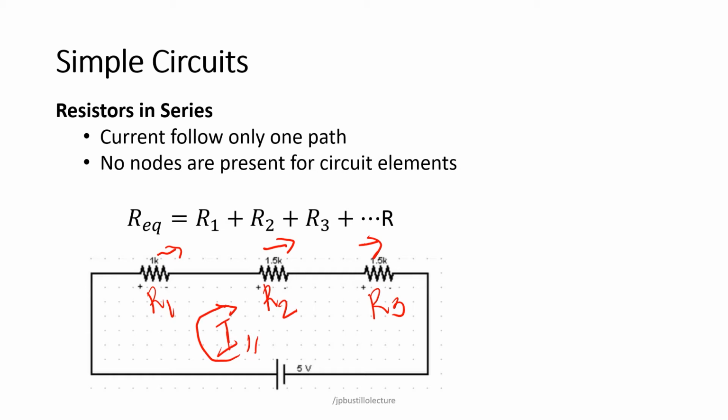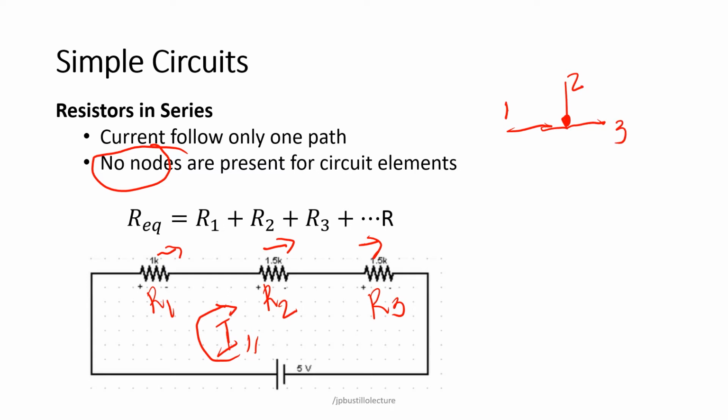Also, for resistors in series, we don't have any nodes. So what do we mean by a node? In electronics, when we say a node, this is a point where three or more current carrying wires or branches meet. So for this case, I have three current carrying wires. Let's say this is the first wire, second wire, and third wire.